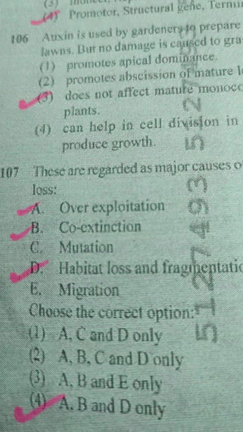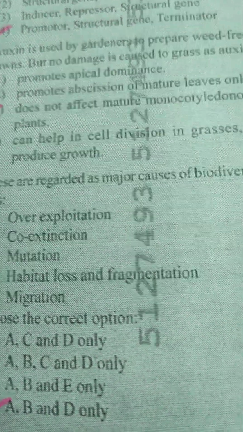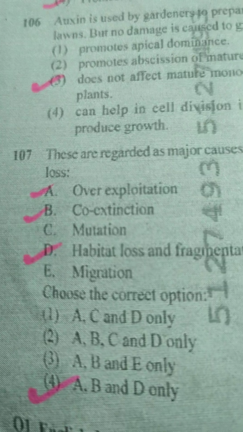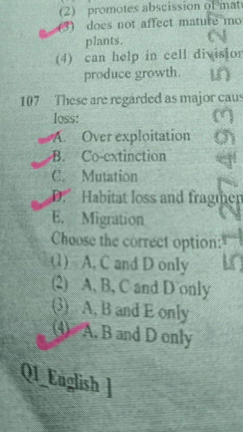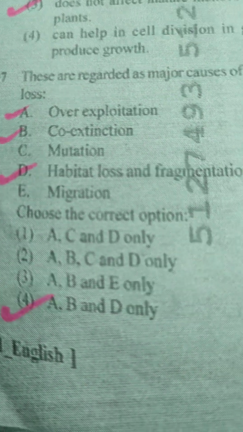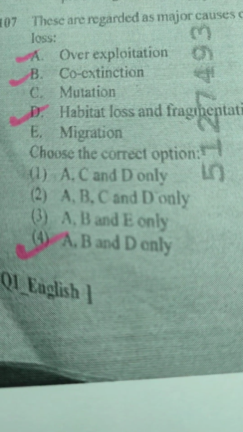Question number 107. These are regarded as major causes of biodiversity loss. Correct answer is overexploitation, co-extinction and habitat loss and fragmentation. Correct answer is 4, A, B, D.